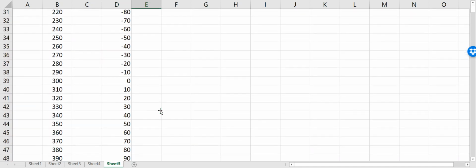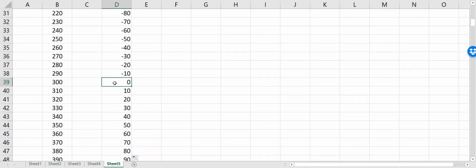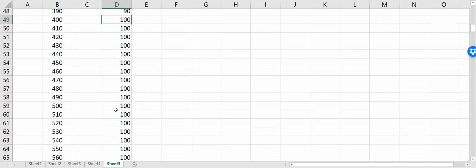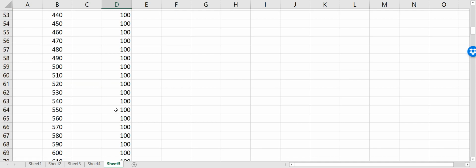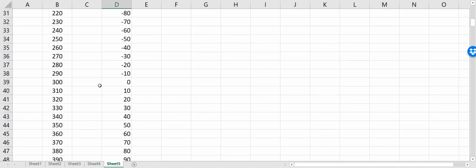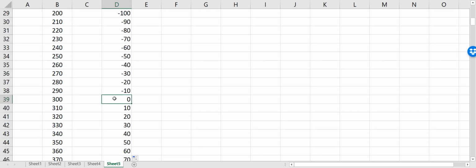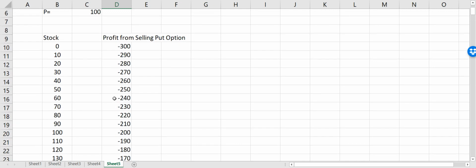Now you can see that eventually at $300 my profits are 0, and then I start to make money, and at 400 I'm making $100 even, and then if the stock goes up, the $100 will remain the same. So why am I having a break-even point at 300? That is because our premium is $100. So we are making 100 at 400, but then as the stock price goes down, we are losing money from that $100 we originally got from selling that put option. And eventually at 300 we lost all the premium, and now we start to have a loss.